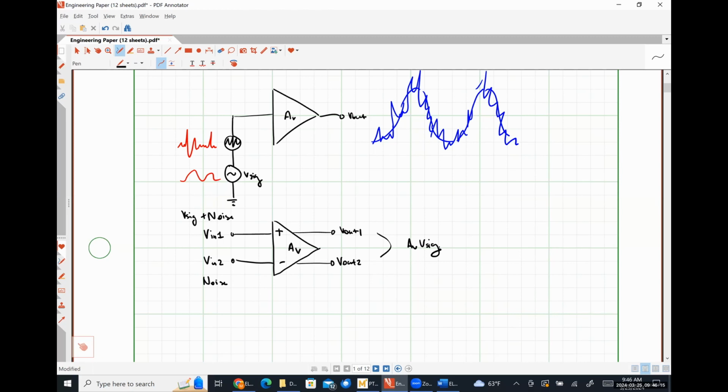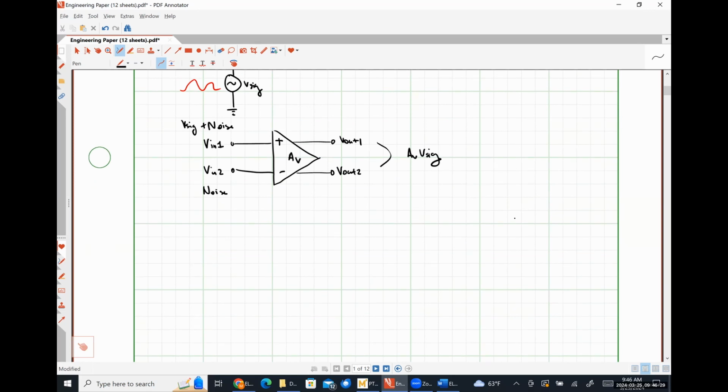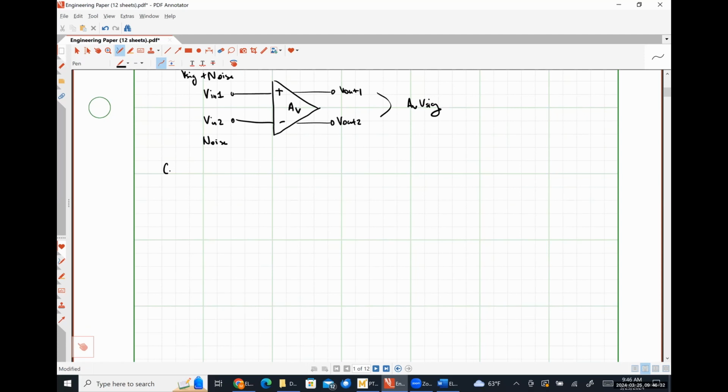So whenever we apply the same signal to both input terminals of our op amp, we call this a common mode signal. And the signal that's applied to only one side effectively is what's called a differential mode signal. So let's clearly define what those things are here. So common mode and differential mode signals.